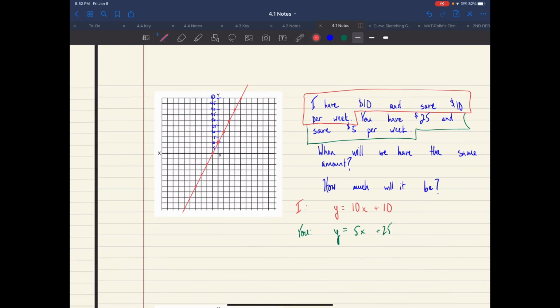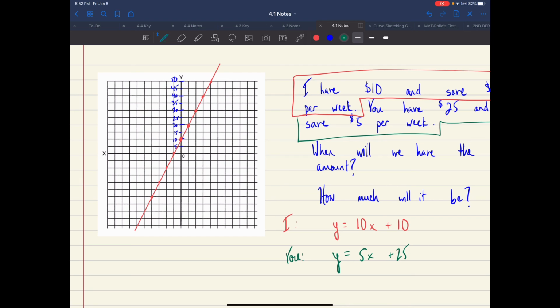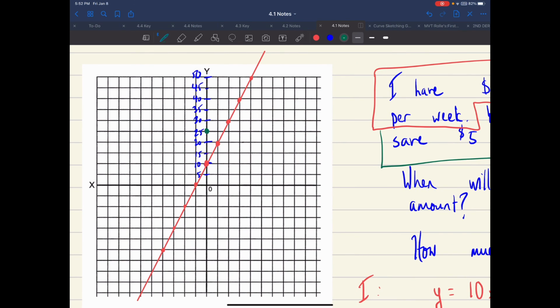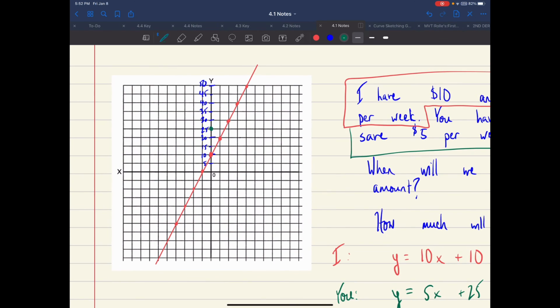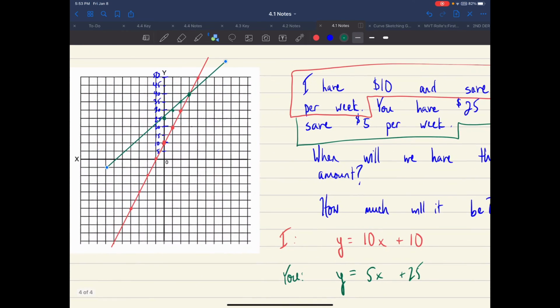So you have $25 and you make, or save, $5 per week. So I go to the 25, put that there, and then your rate is $5 per week. So that's going to be up 5 over 1. So from 25, I just go up to 30, then over 1, then up to 35, and then over 1, then up to 40 and over 1. So you can already see our solution because that's where the lines cross. And something like that. So the intersection point is the solution.